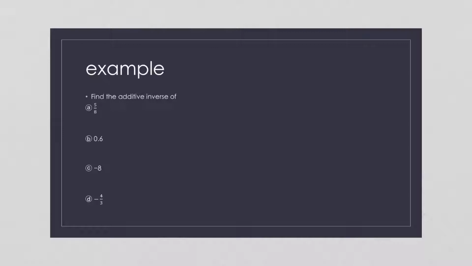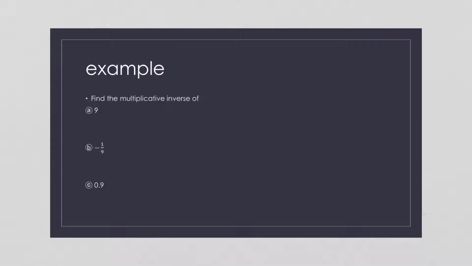Alright, so right here, find the additive inverse. So what plus 5/8 would give me 0? So 5/8 plus negative 5/8 would give me 0. So the additive inverse of 5/8 is just negative 5/8. So your additive inverse is always just going to be the opposite of that number. So on part B, our additive inverse is just negative 0.6. On part C, our additive inverse is just going to be positive 8. And on part D, our additive inverse is just 4/3.